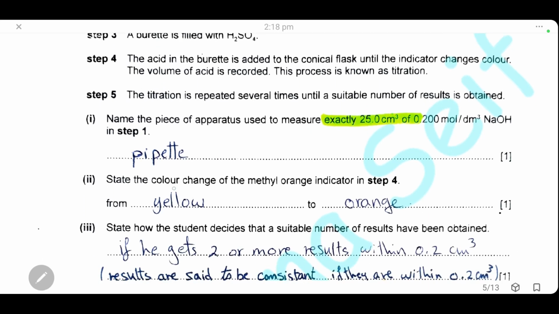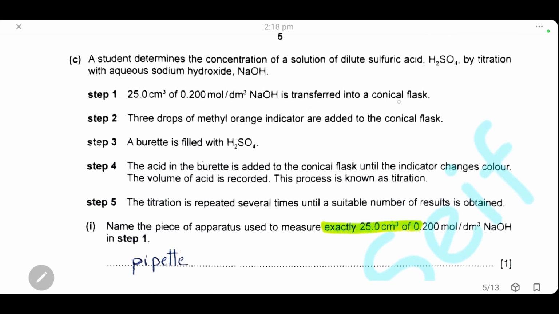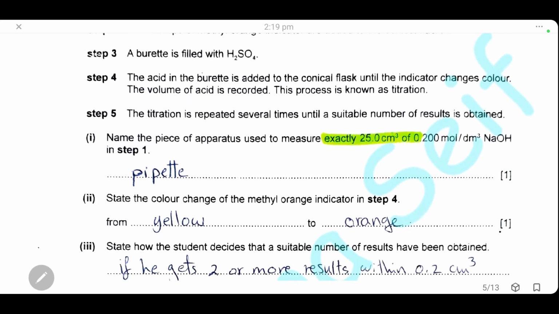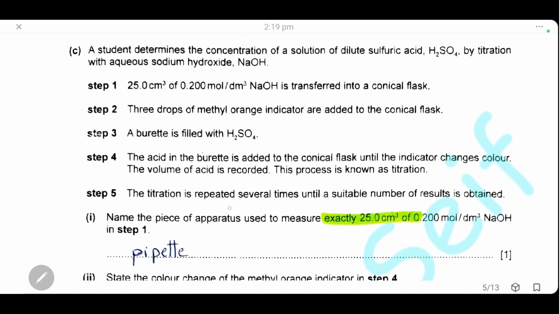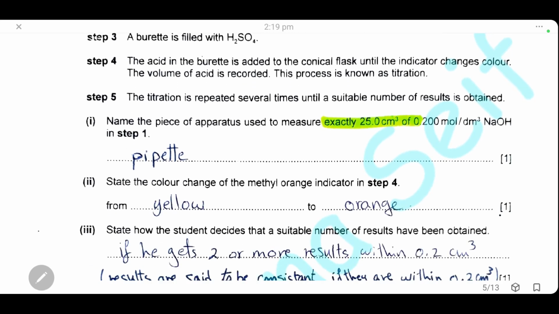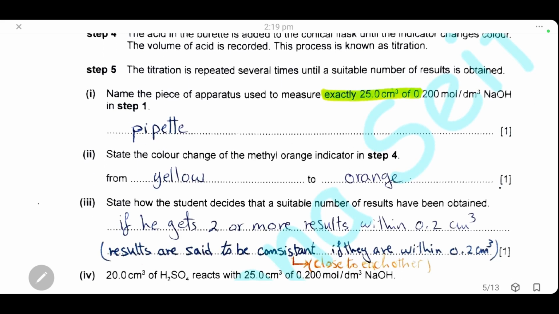State the color change of methyl orange indicator in step 4. Methyl orange, first we put it in the flask with the sodium hydroxide. So the color of methyl orange is yellow in alkaline medium. The starting color here will be yellow. After reaching the end point, the color of methyl orange in neutral solution is orange. So we have a color change from yellow to orange.